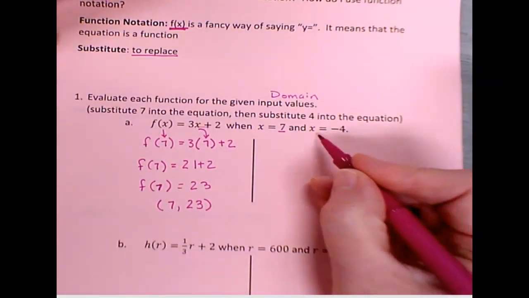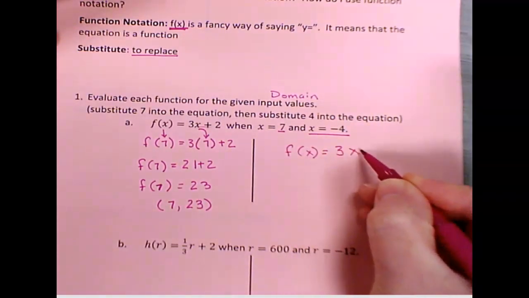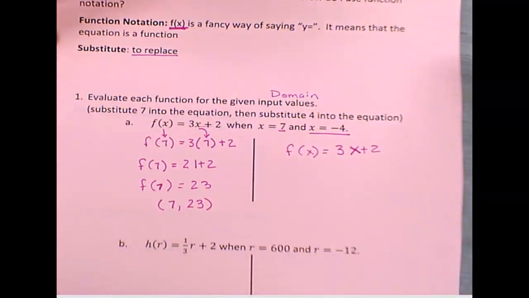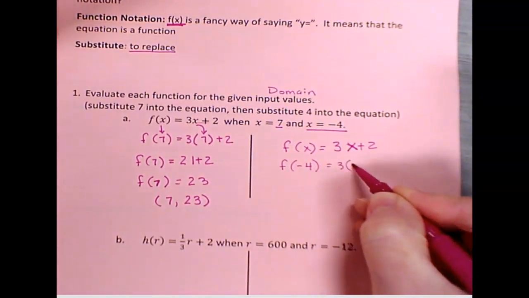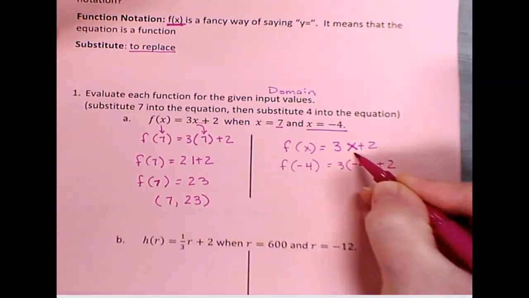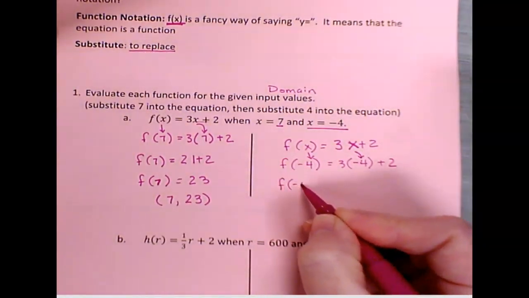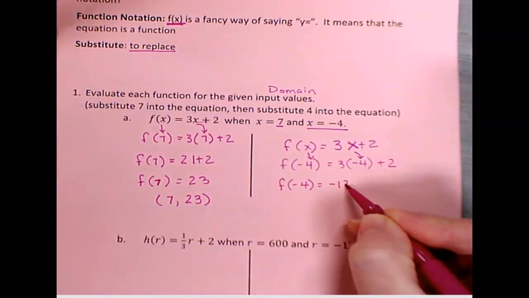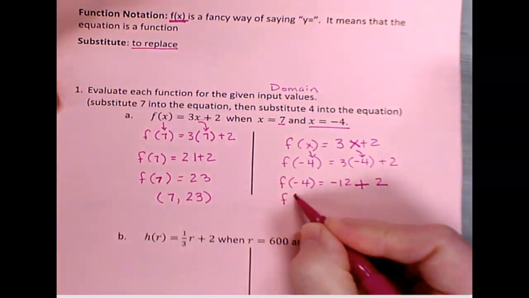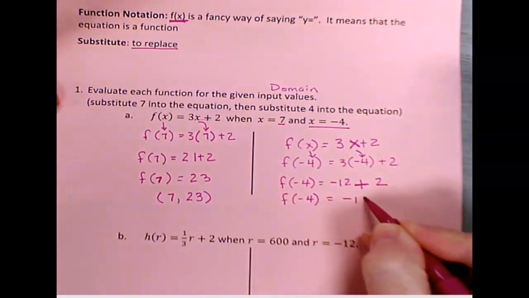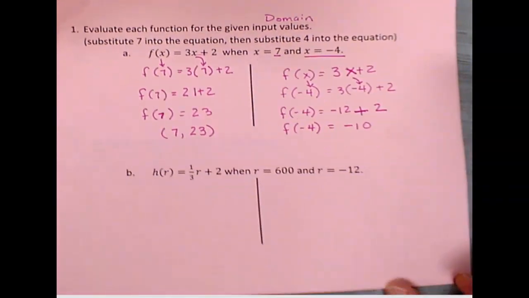My next point is x equals -4. This is my function rule, it's sometimes called. This particular one is a linear rule. If I substitute in the -4, you substitute the -4 wherever you see an x. That's going to be -12 plus 2. So f of -4 would equal -10 when you combine using your correct integer rules.